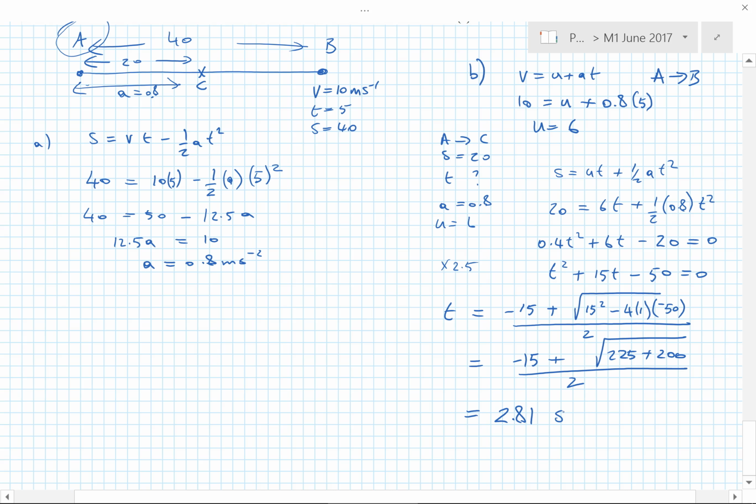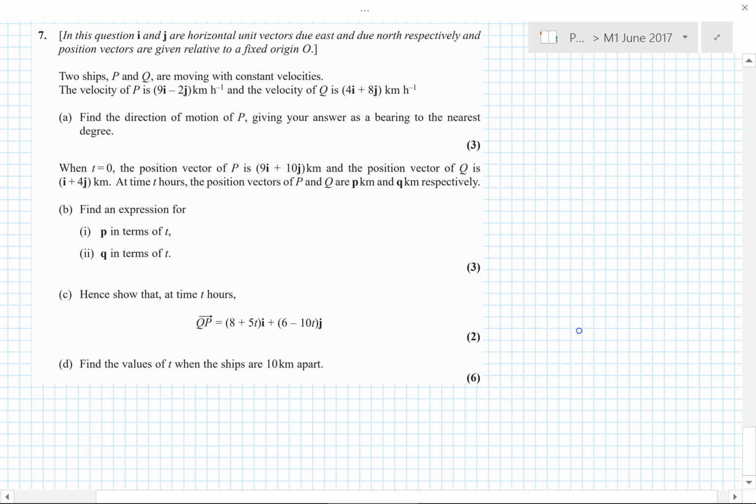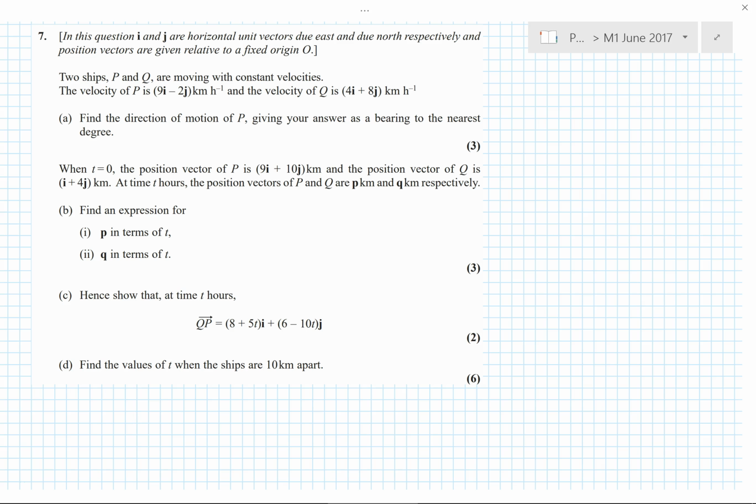Okay, so we've got a couple more questions to do. Question 7 is a vectors, motion question, with constant velocity, and i's and j's, fairly standard stuff really. We see a fair few of these over the years. We've got something P that's going in the direction 9i minus 2j, with velocity 9i minus 2j, like this. 9 across and 2 down.